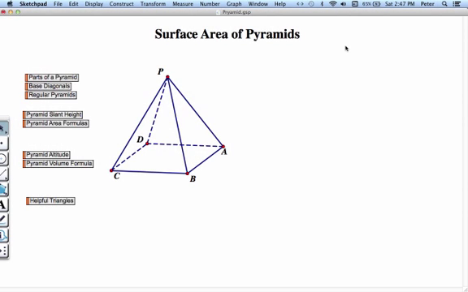When dealing with the surface area of a pyramid, we first have to remind ourselves of some of the parts of a pyramid. These are terms that came up in our exploration of pyramids in chapter 9.8. If you want to refer back to that video, it might be a good idea.